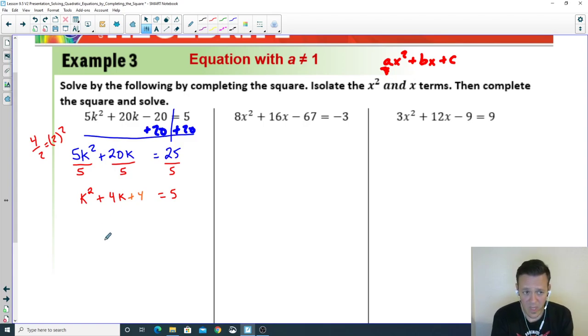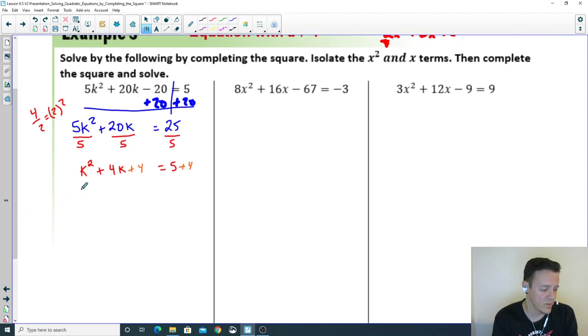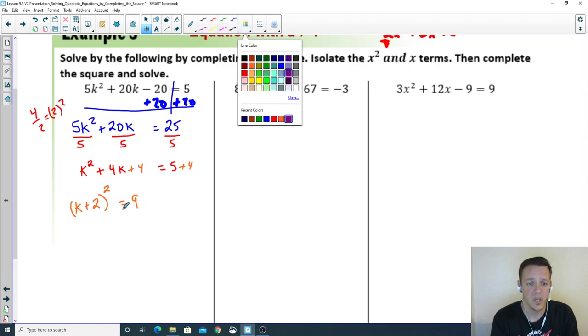So we have this simple setup. When you add 4 to this side, remember you've got to do this side as well, and now you simply solve it. So this becomes k plus 2 squared equals 9. And now we have our nice little setup. One thing you guys also have to remember is that this is kind of factoring out a 5 and getting rid of it completely.